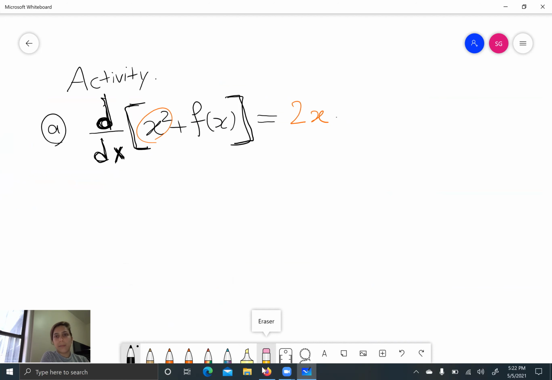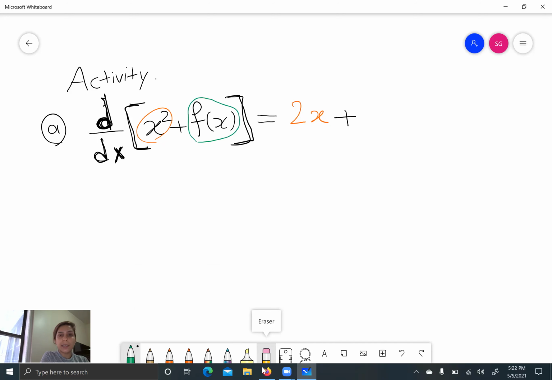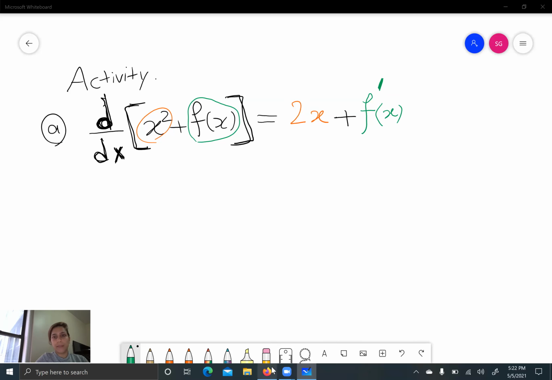And then plus, so we apply the sum rule. You have two functions, take the derivative of each one, and then add them up. And then we have f of x. So the next one is, what is the derivative of f of x? The formula for f is not given. So we just need to put here the derivative of f of x. I use f prime. You can also use the other notation. The notation is up to you. But what needs to be written there is the derivative of f.